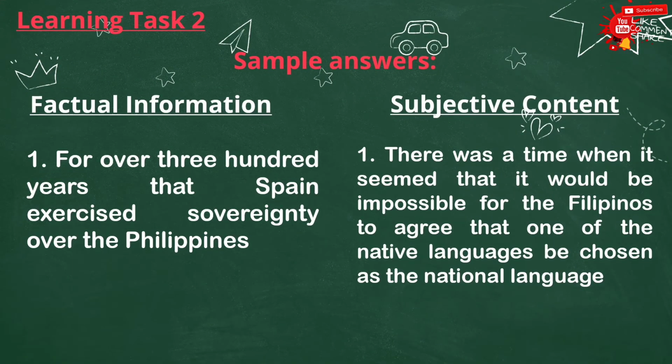Now that you are finished reading the excerpt from President Manuel L. Quezon's speech, try to list down 3 statements with factual information and 3 statements with subjective content. You can refer from these examples. A statement with factual information from the speech: for over 300 years that Spain exercised sovereignty over the Philippines. Statement with subjective content: there was a time when it seems that it would be impossible for Filipinos to agree that one of the native languages be chosen as a national language.